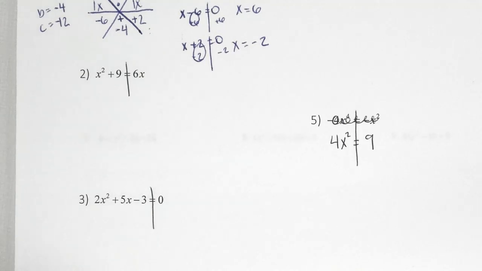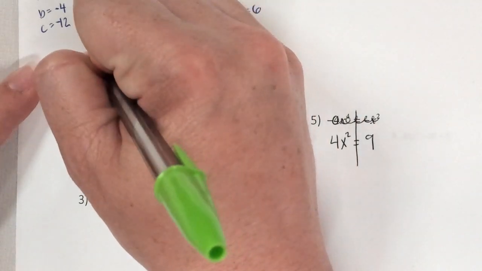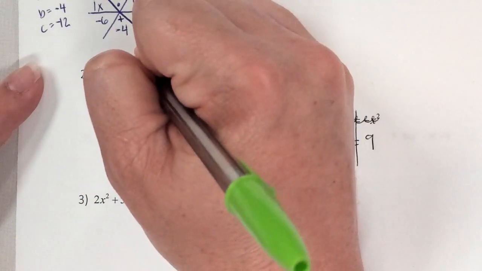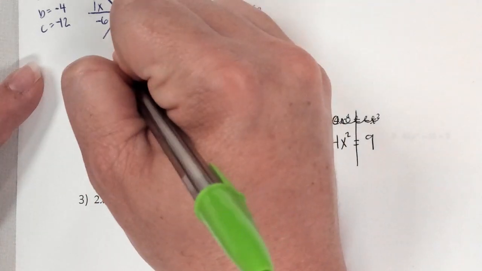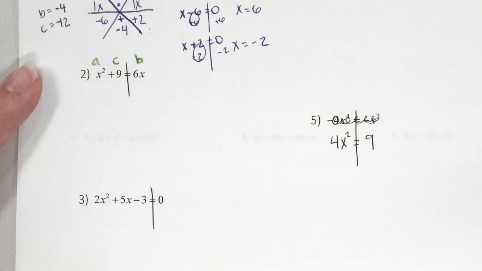Get the 6x on the other side. Yeah, we need to get the 6x on the other side because we need it to equal what? 0. Now, what I want you to realize is this is my A because it has a squared. This is my B because it has an x. And this is my C because it has no letters. Does that make sense?